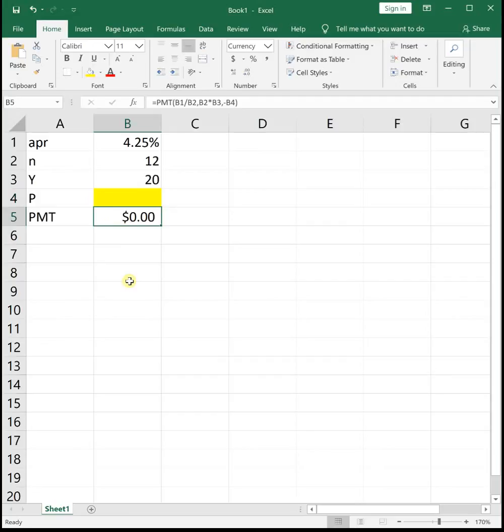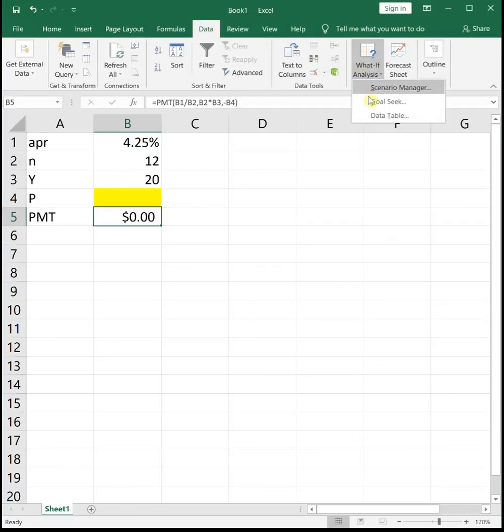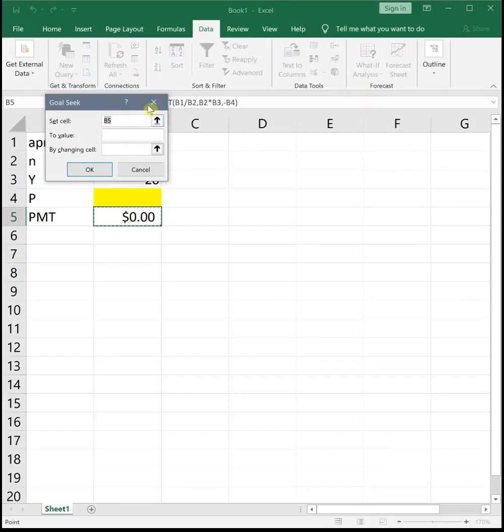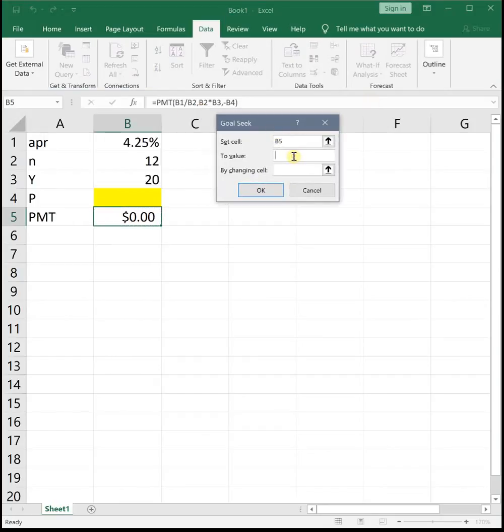So what we need to do is goal seek the payment to $950 by changing the principal. So I'm going to click on the equation with the payment function, data, what if analysis, goal seek. We want that equation with our payment function to be equal to $950 by changing our principal, which is our loan amount. And we click OK twice.